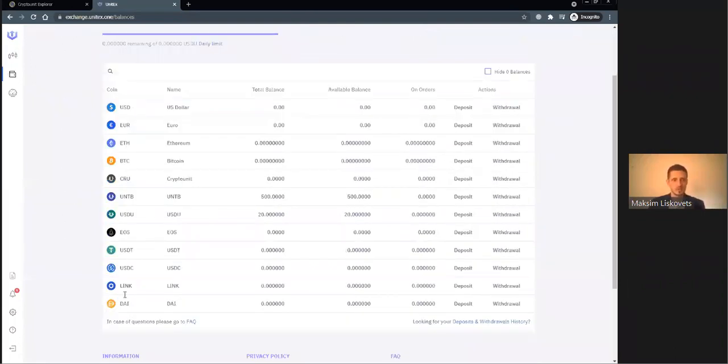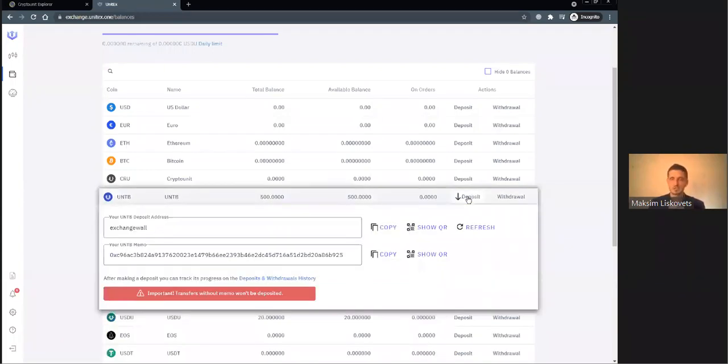What kind of tokens are available, what currencies you can work with. Currently, I have 500 UNTBs already in the wallet, and let's move 500 more in here for you to see how it is done. You see, there are two buttons here actually. We find UNTB and we see two buttons, deposit and withdrawal. Deposit is for topping up, how to move money to your exchange, and withdrawal is how to move money out of your account. I will talk about withdrawal later.